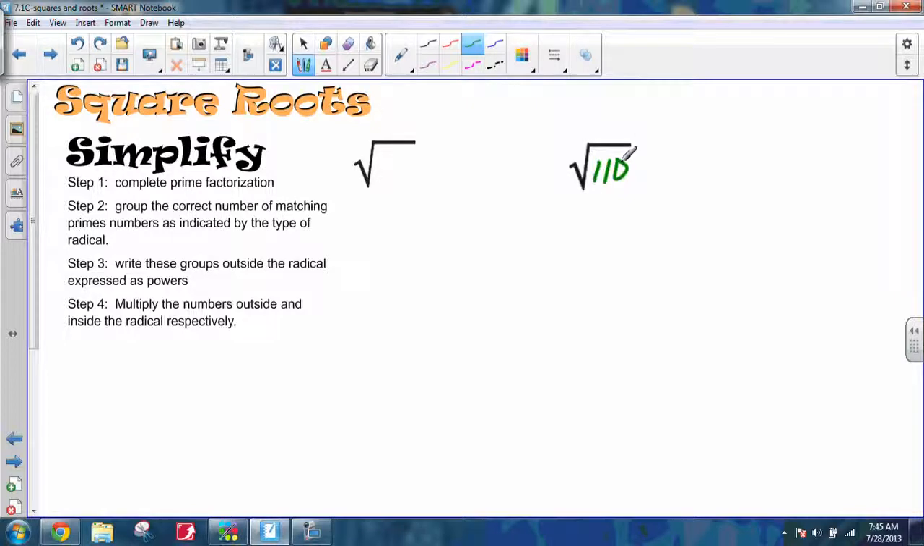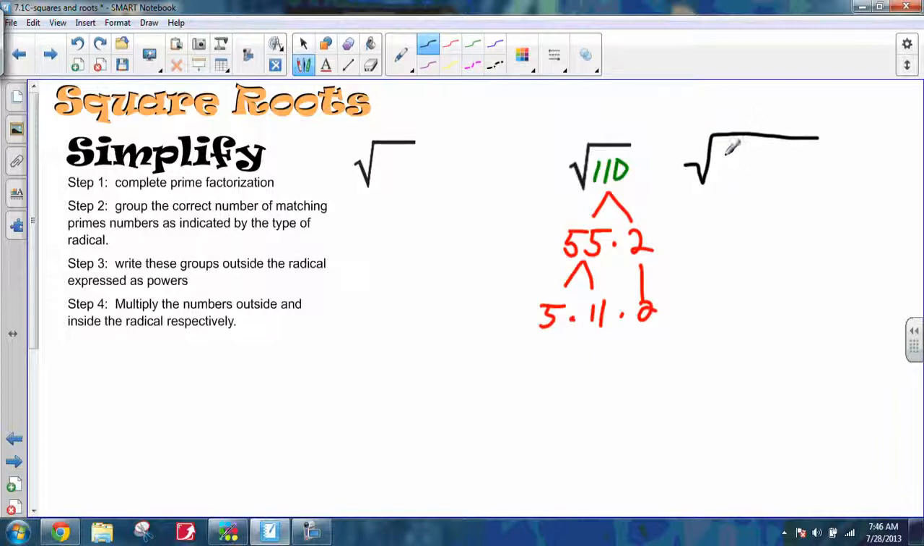Let's simplify the square root of 110. So let's find the prime factorization. And this would be 55 times 2. And we can break down 55 into 5 times 11 times 2. We'll bring that down. So the prime factorization of the square root of 110 is 5 times 11 times 2. Well, when we look at this example, we have no identical numbers to make a group. So therefore, our simplified radical is what we started with, the square root of 110.